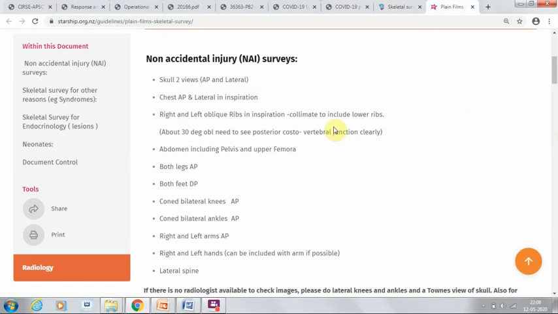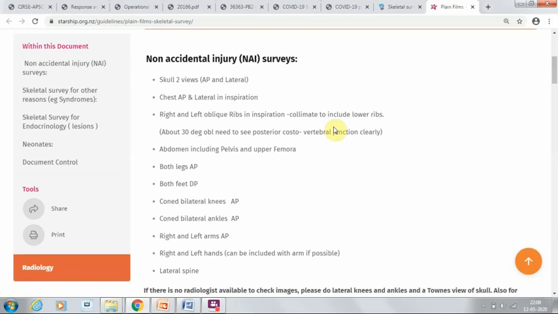So for example, if a non-accidental injury is suspected, NAI we call, that is one kind of indication, in the sense that the patient is a child or a baby without any history of accident, injury, or fall, and still the patient frequently gets fractures. So that's a non-accidental injury.